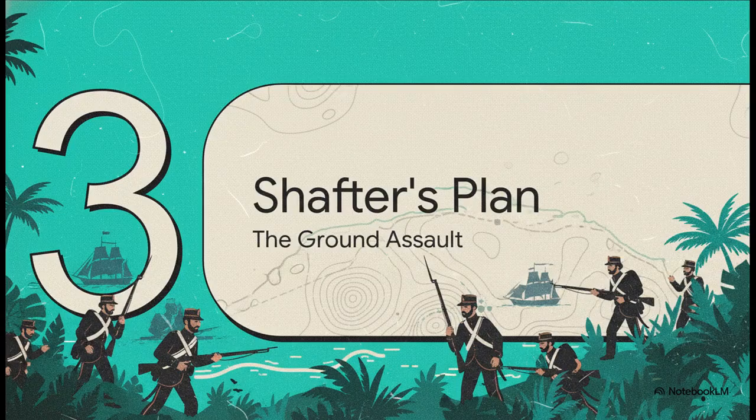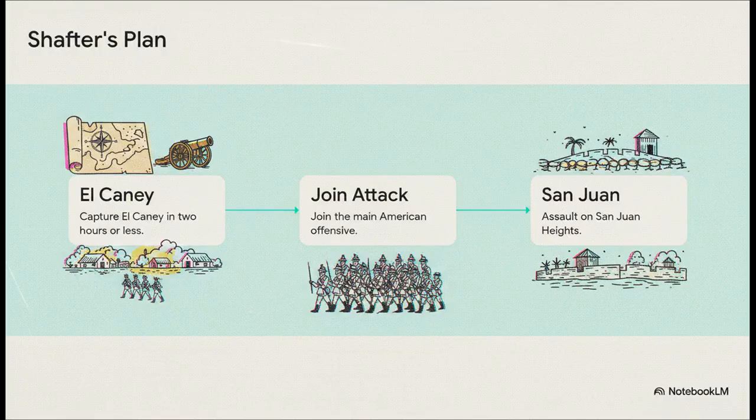Section 3. General Shafter's plan. Now let's transition over to the ground assault. So with the harbor sealed by the Navy, the land campaign fell to Major General William Shafter. On a staff map, his blueprint looked like a perfectly orchestrated chess game. It relied completely on strict, rigid timing. Step 1, General Henry Lawton's division would attack the fortified village of El Caney on the right flank, and they were supposed to capture it in under 2 hours.